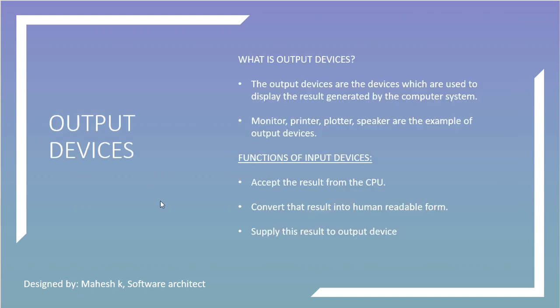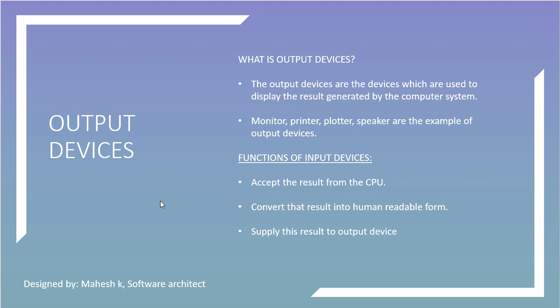So let's go to the definition. What are output devices? Output devices are the devices which are used to display the result generated by the computer system. So how is the output generated by the computer system? For example, we are giving some input through our input device, that is the keyboard, and once the computer takes the input, it processes it, does some calculation, and after that it passes the output result to the output devices. This is how all this process works.